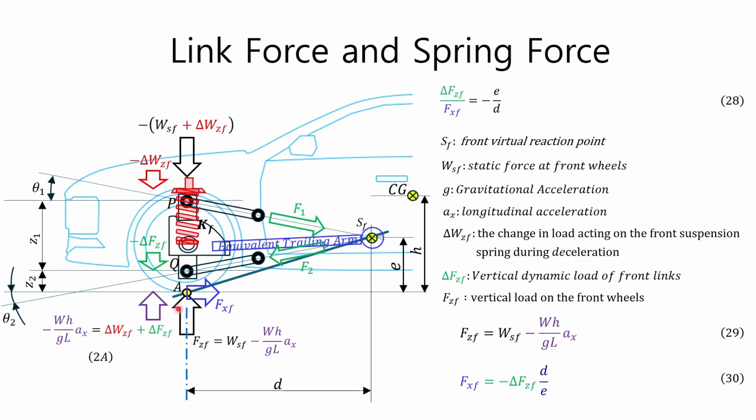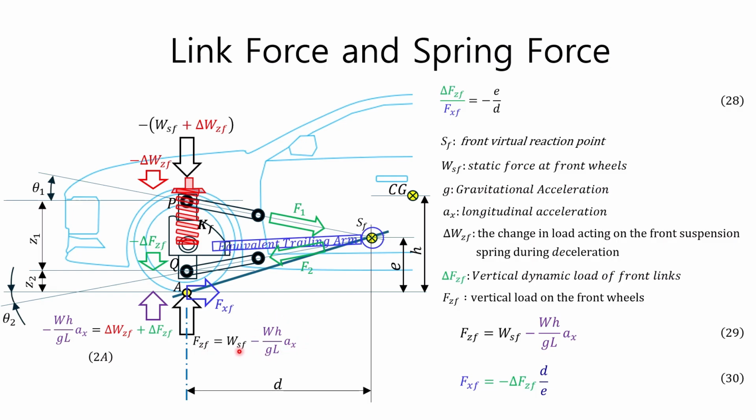The total vertical force, FZF, acting on the front wheels can be expressed as equation 29 by adding the static vertical load, WSF, and the total vertical dynamic load. The second term on the right side of equation 29 represents the amount of vertical dynamic load transferred to the front wheels. The reason the sign of the vertical dynamic load in equation 29 is negative is that, since the acceleration AX is negative, it means that, when the braking force, FXF, is applied, the vertical load, FZF, on the front wheels increases by the amount of the vertical dynamic load.